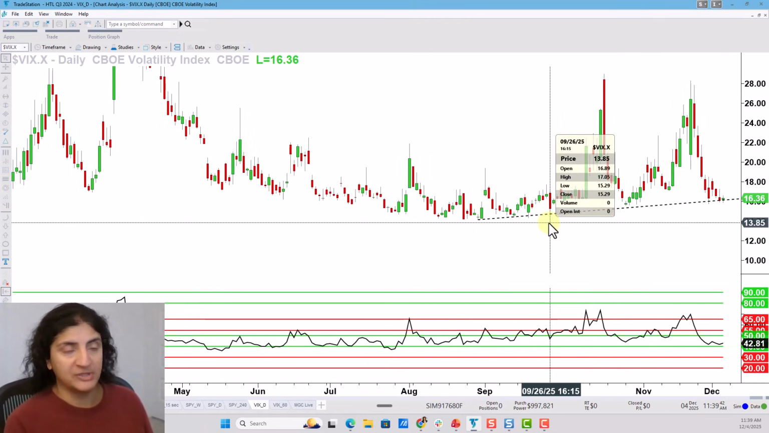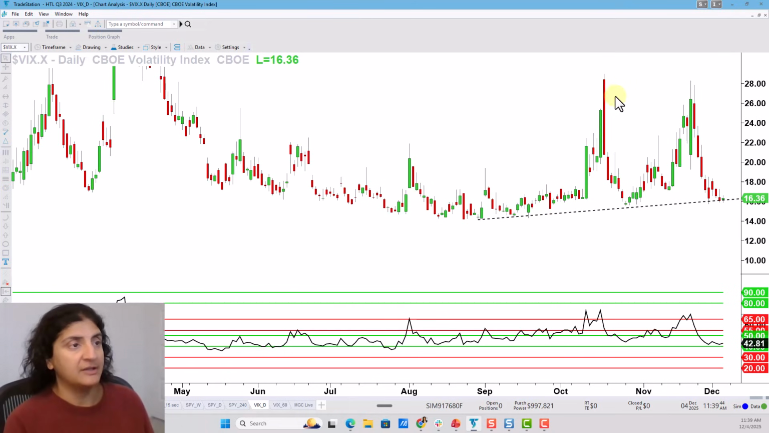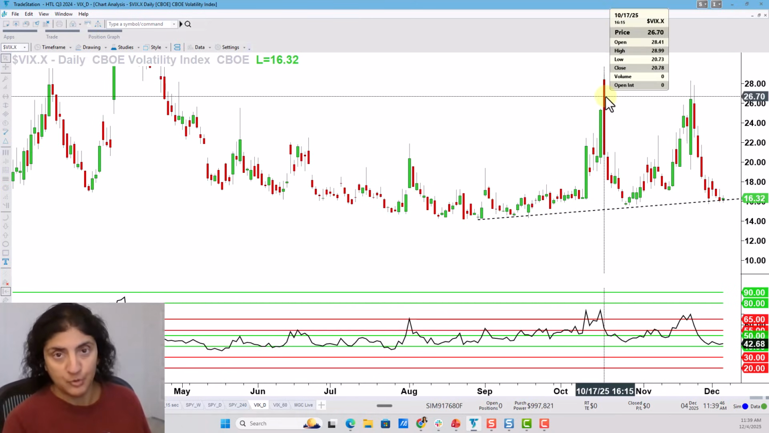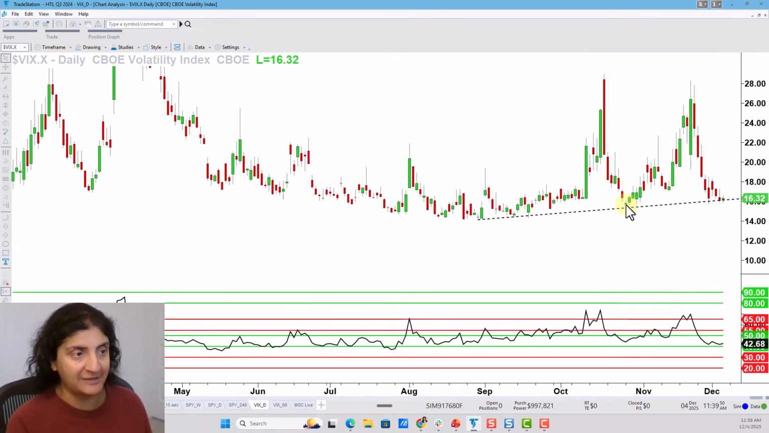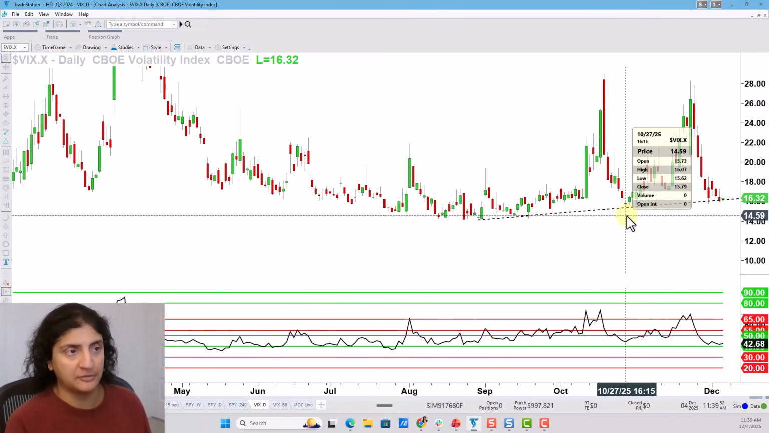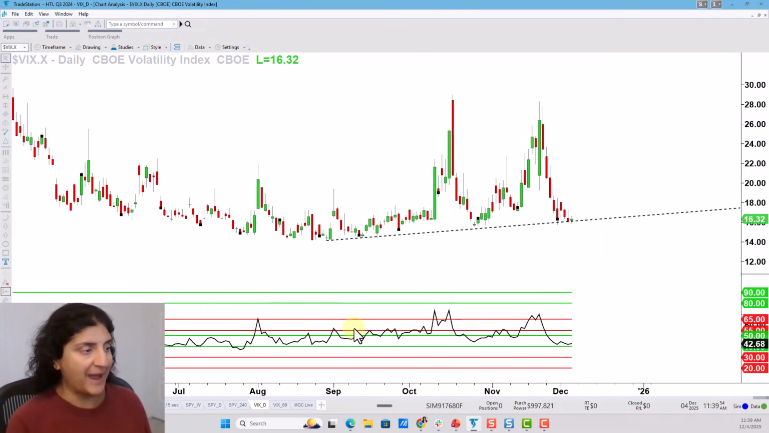We came back towards it on the 26th, but didn't touch it. Yes, there was a big dramatic move in mid-October, but again, the VIX fell down, and look how it did not get back below that trend line on October 27th. But here we're back at it again.